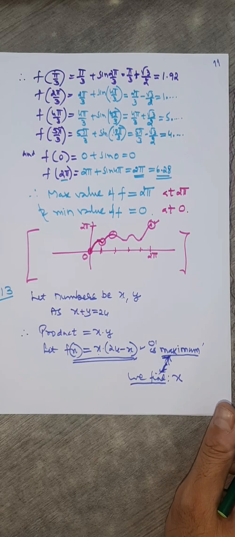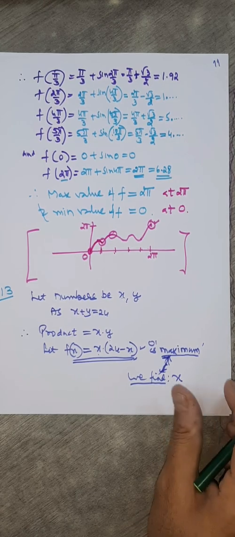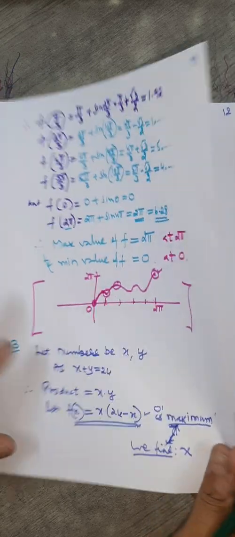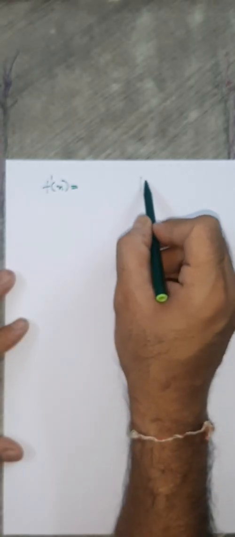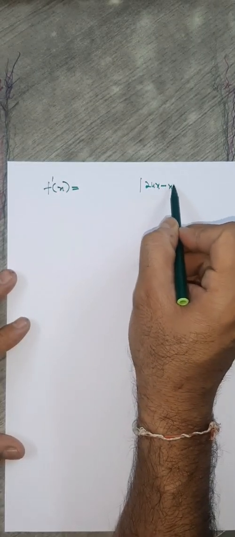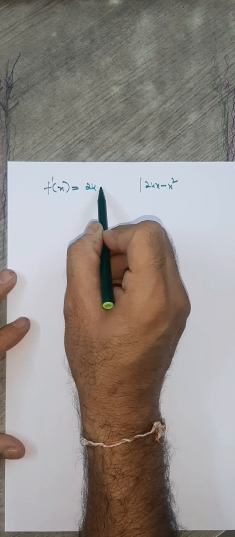Okay, so what do we do? Obviously we differentiate it. How many times? Twice. So let's differentiate it twice. What is f dash x? I'll just open it first: 24x minus x squared. So 24 minus 2x. I've just opened the function.